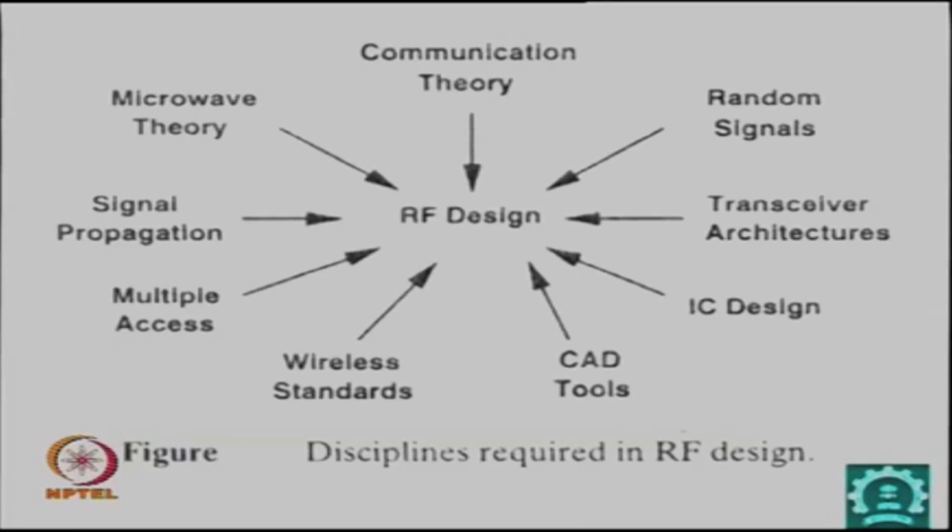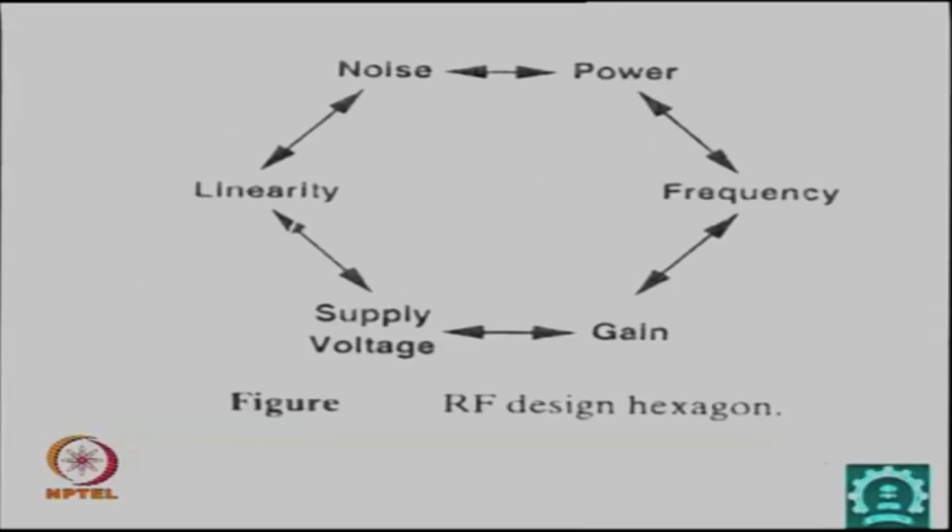So if you see the disciplines required, this is the way you will have to optimize. You have gain, frequency, power, noise, linearity and supply. There were 3 in the digital, and now you can see there are at least 6, maybe sometimes 7, we will come to it later. So the optimization is not trivial in the case of analog or RF designs, and that is the reason why analog becomes more challenging, and the requirement for human intervention is much more in case of analog.